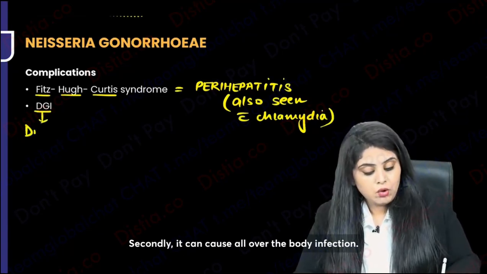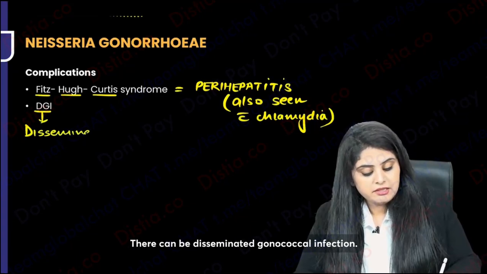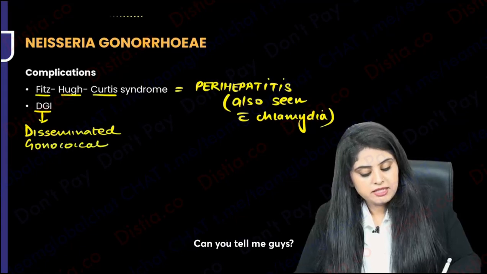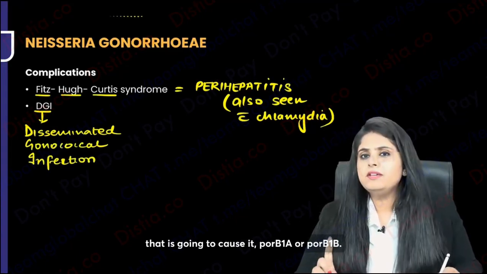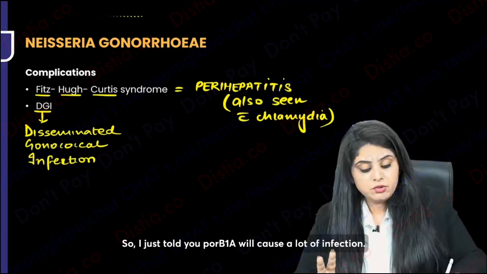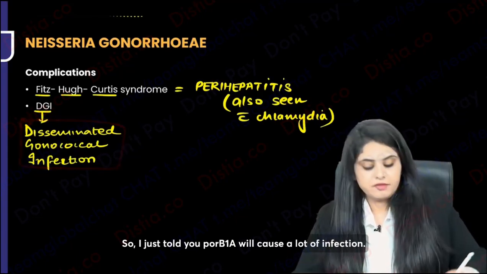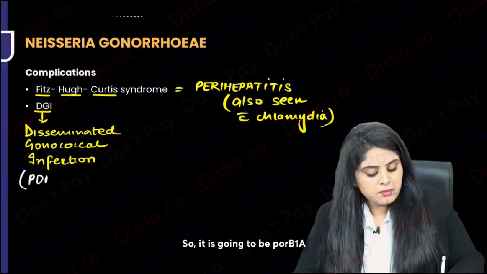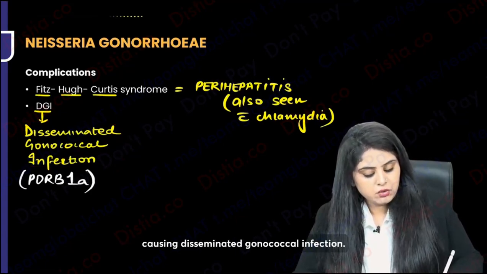Secondly, it can cause all over the body infection. There can be disseminated gonococcal infection. Can you tell me, guys, I have taught you which is the protein that is going to cause it. Por B1A or Por B1B. So I just told you Por B1A will cause a lot of infection. So it is going to be Por B1A causing disseminated gonococcal infection.